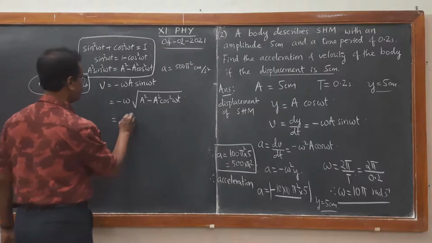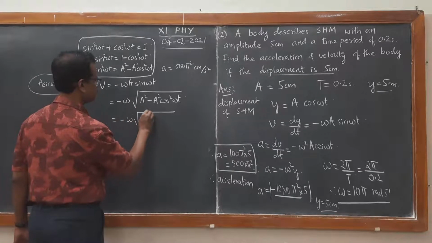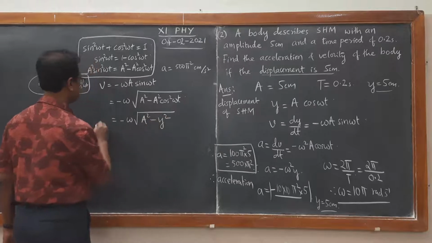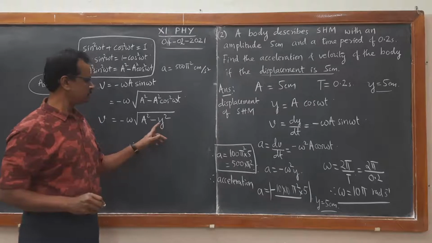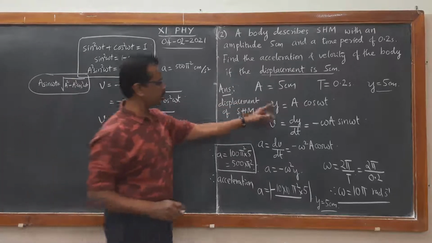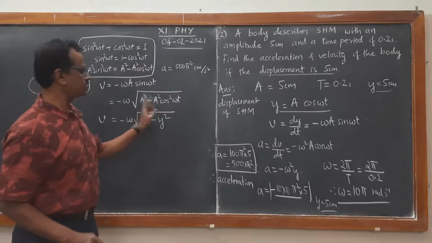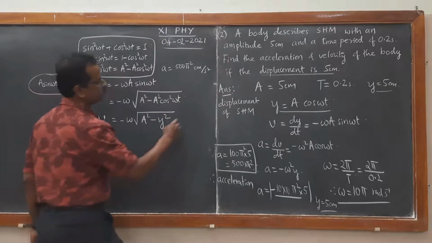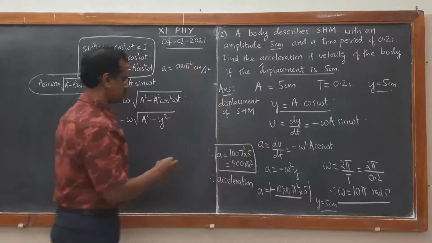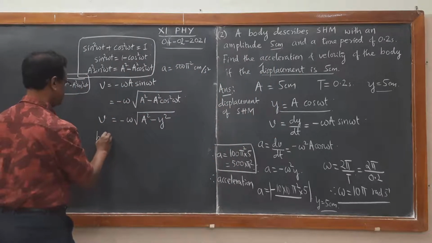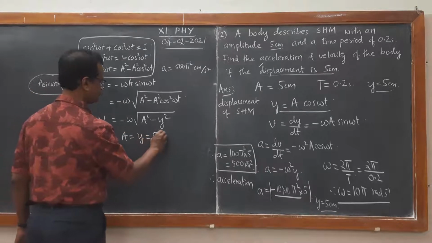Therefore, I can write minus omega into square root of a square minus y square. This is velocity. A square minus y square, because we know y is equal to a cos omega t. Substituting this, we get a square minus y square. Just see, amplitude is 5 cm and displacement is also 5 cm. Here a is equal to y is equal to 5 cm.